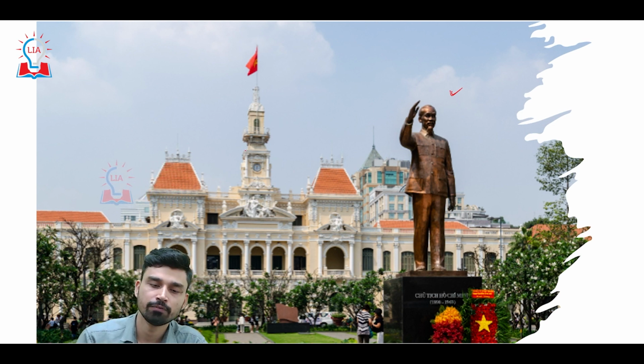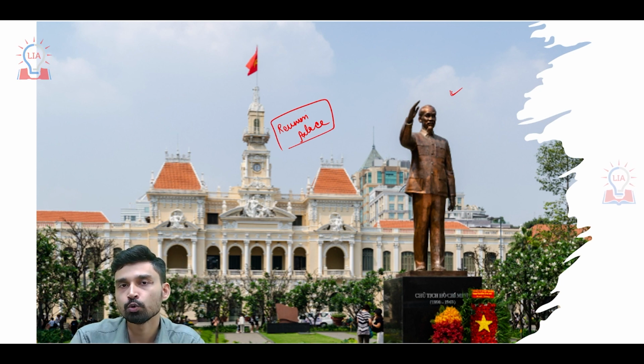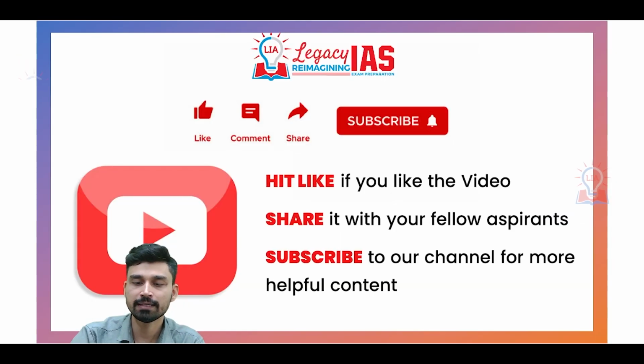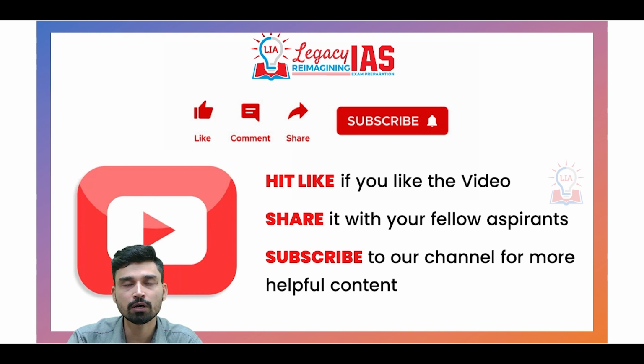And this you can see from the picture here, where you have a large statue of Ho Chi Minh that has been erected in front of what is called Reunion Palace. Reunion Palace, because this was the palace where the reunification of North and South Vietnam happened. So that is all about the short history of the Vietnam War and the history of Vietnam.